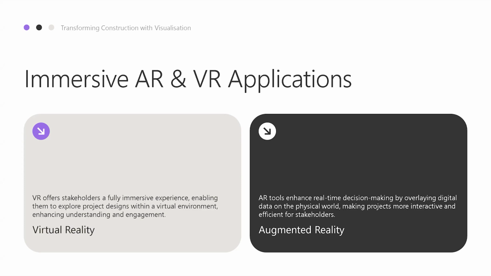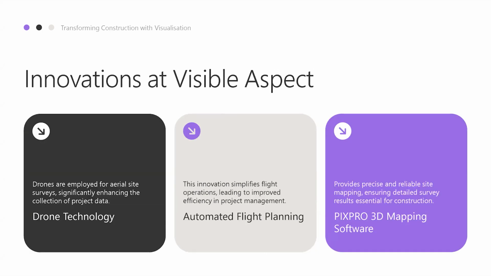And obviously it just shows how people's perspectives change once they see something; they sort of buy into it and really believe it. And then obviously AR tools enhance real-time decision making by overlaying digital data on the physical world, making projects more interactive and efficient for stakeholders. Again, that was already covered in the last presentation. Yeah, amazing stuff. So, Visible Aspect.